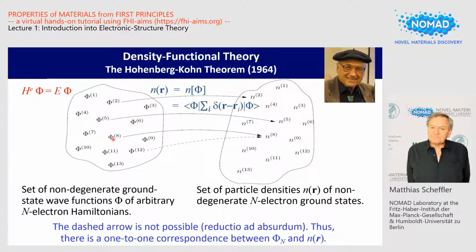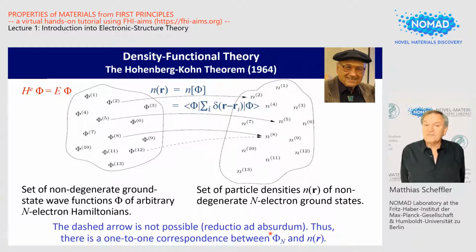And now what Hohenberg and Kohn have done is they assume that two different wave functions, which belong to two different Hamiltonians, give the same density. This is the ansatz, and then they use this assumption in basically standard quantum mechanics, and what they find is that this gives an absurd, clearly wrong description.